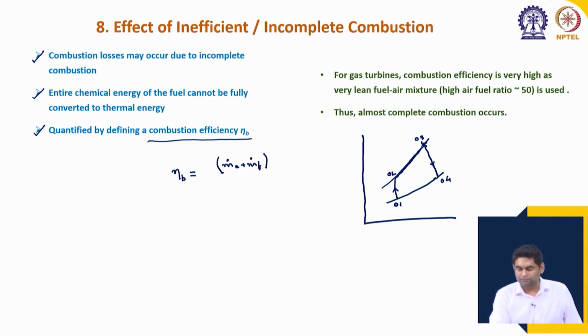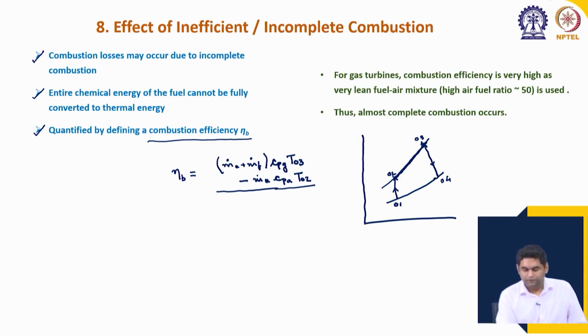So, at the exit of the combustion process, we have mass flow rate m dot a plus m dot f, and this energy can be written as Cpg multiplied by T03 minus at the inlet the energy was m dot a Cpa T02. Note the different Cp values, okay, because here it is air and at state 3 it is gas, combustion product. So, this is the actual energy released divided by the theoretically maximum amount of energy which could have been released, which is equal to the mass flow rate of fuel into calorific value of fuel.